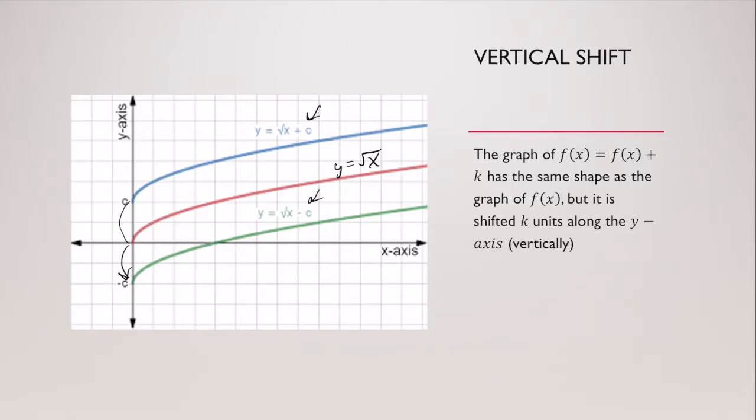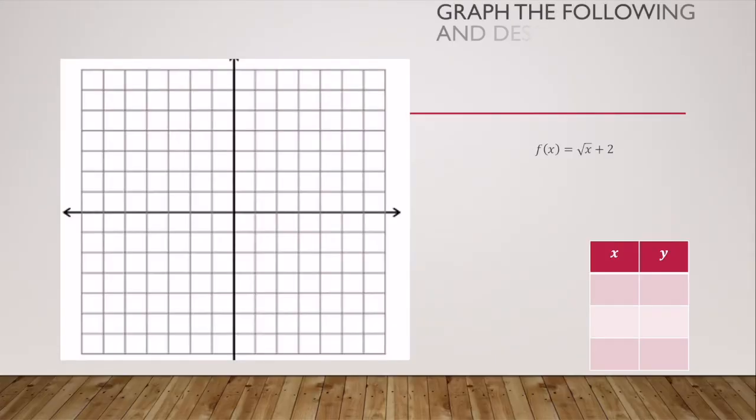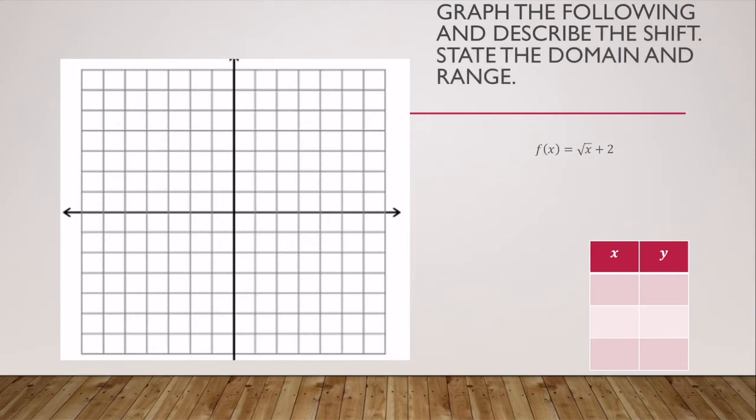So if I want to graph f of x equals the square root of x plus 2, how is that graph going to be shifted? So first, why don't I draw the function f of x equals the square root of x. So when x is 0, y is 0. When x is 1, y is 1. When x is 4, y is 2. So this is the graph of our function square root of x.